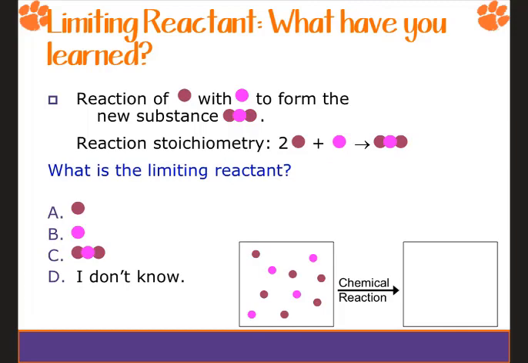Here's another situation, but we don't quite have a 1-to-1 mole ratio. We've got dark purple and pink, and they're making this new substance that has 2 dark purples to 1 pink. Looking here, counting what you have, tell me what the limiting reactant is.